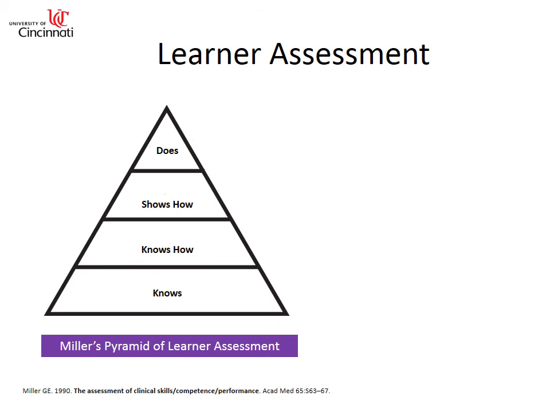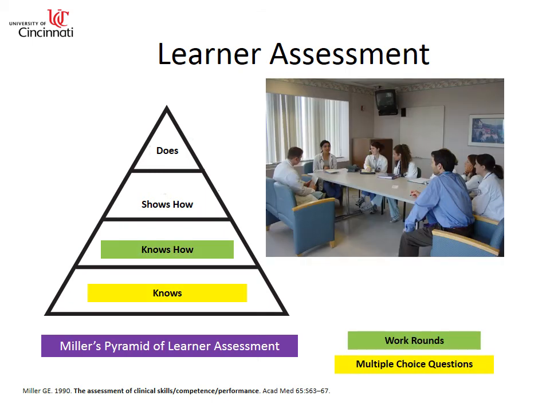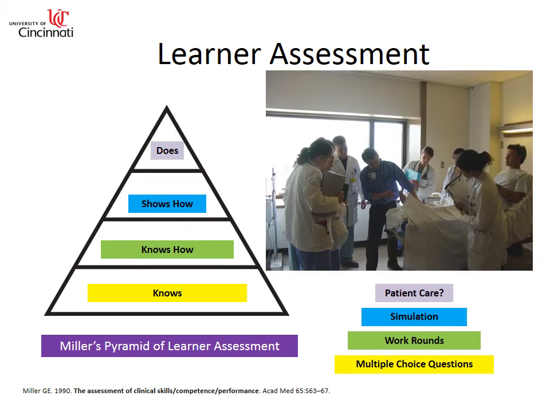Miller described 4 levels of learner assessment. You can see what somebody knows, that's like test questions. You can see what they know how to do, that's table rounding. Them reading to you is at the know-how level. You can have them show you how to do something like putting in an ultrasound-guided IV. But what matters and what happens at the bedside is does.